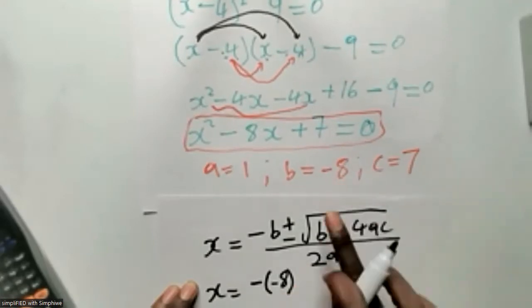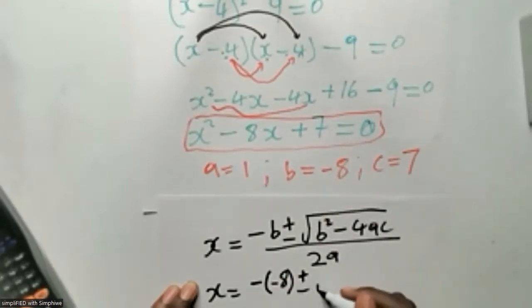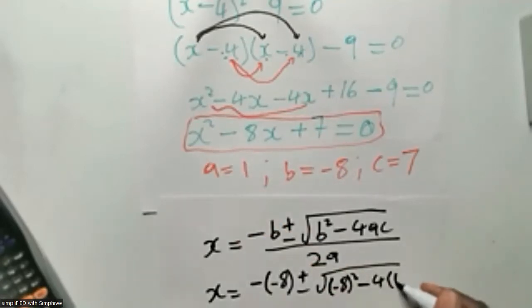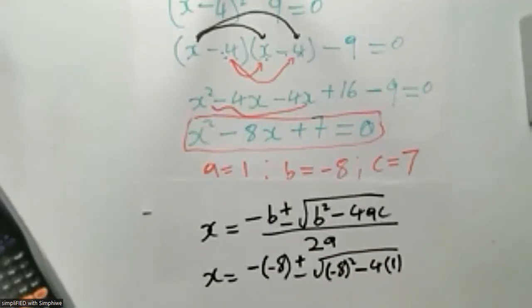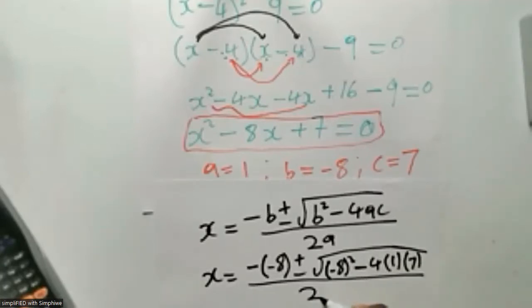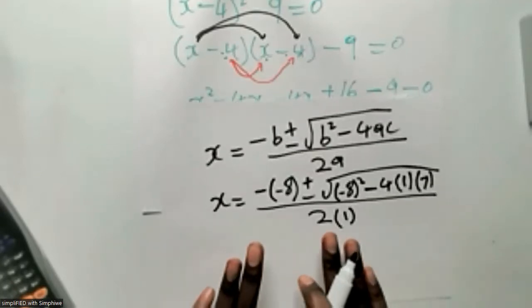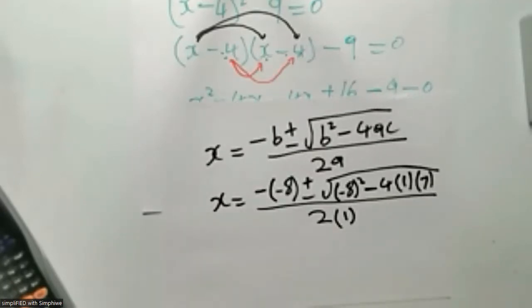B is minus 8. I write it as minus 8 the way it is. B is minus 8, I take it with the sign. Plus or minus square root of b squared, minus 8 squared, minus 4, a is 1, c is 7, all over 2, a is 1.